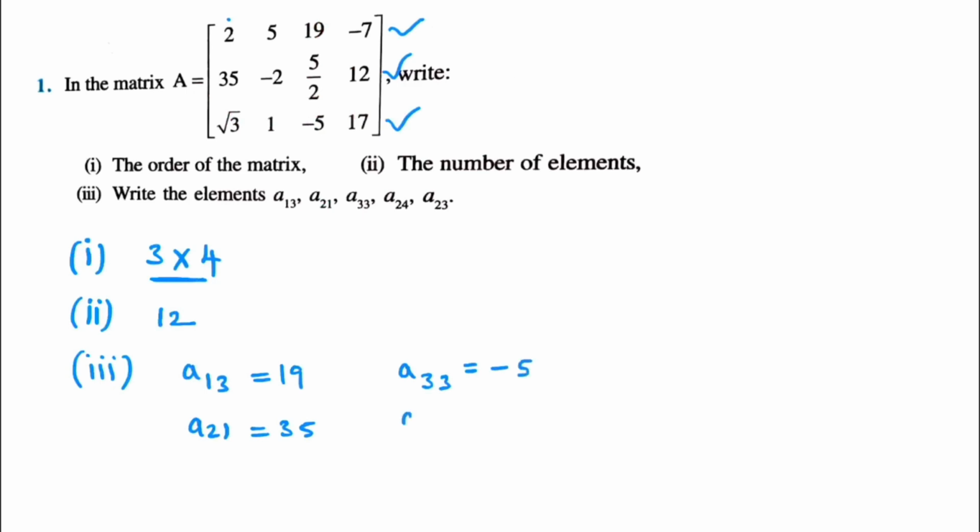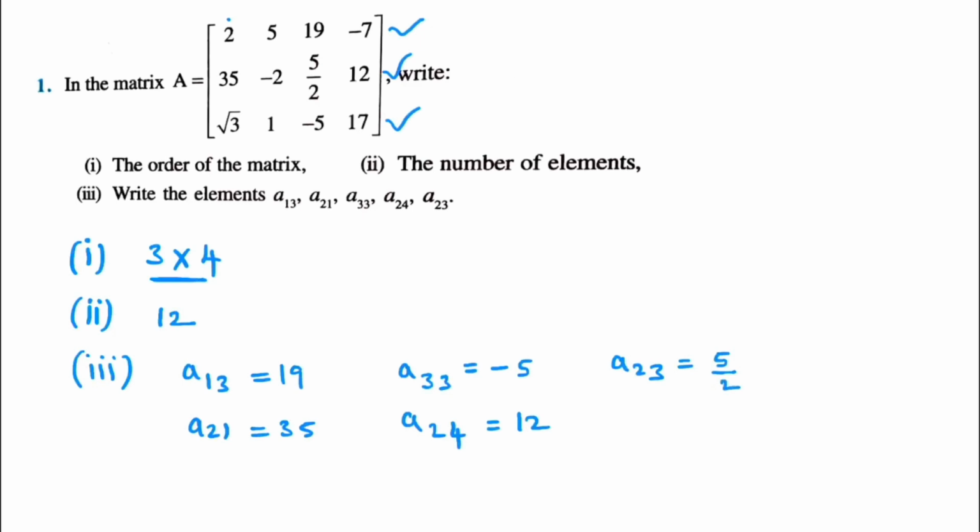Next, what they are asking? A24. A24 means it is the element present in second row and fourth column. This is the second row. This is the fourth column. What is A24? A24 is 12. Good. Next, A23. The element present in second row and third column. Second row, third column. What is that? That is 5 by 2. So, A23 is 5 by 2. I hope you are understanding.